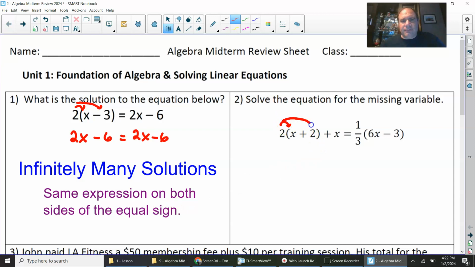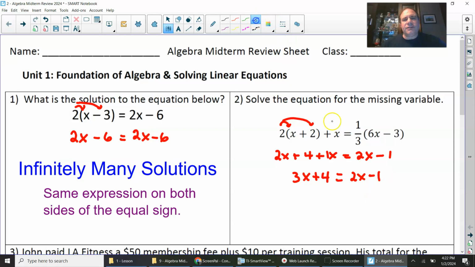So it says solve the equation for the missing variable, so we're going to do that distributive property. 2 times 2 is 4, and then we're going to bring down the plus x equals 1/3 times 6x is 2x. You do that right in your calculator. 1/3 times a negative 3 is a negative 1. We're going to combine like terms on the left side. We have 1x here. 2x plus 1x is 3x. Plus, we're going to bring down that plus 4 equals 2x minus 1.